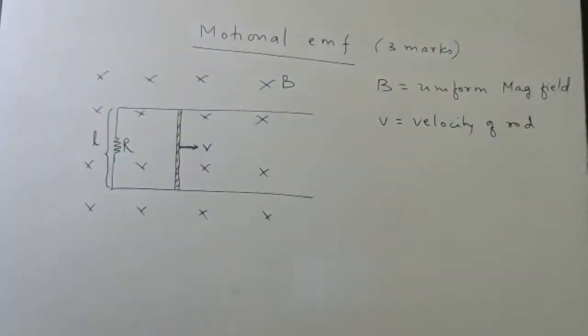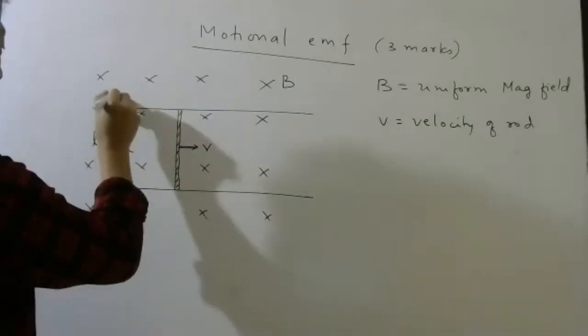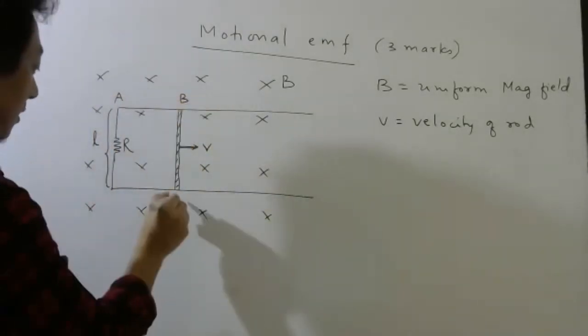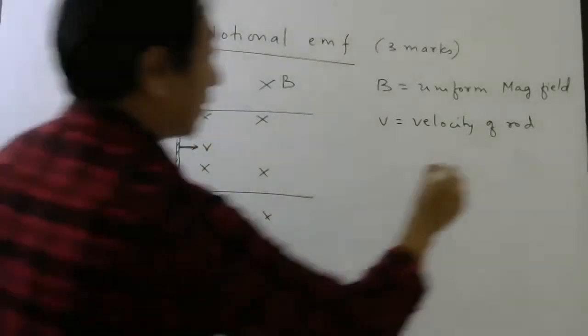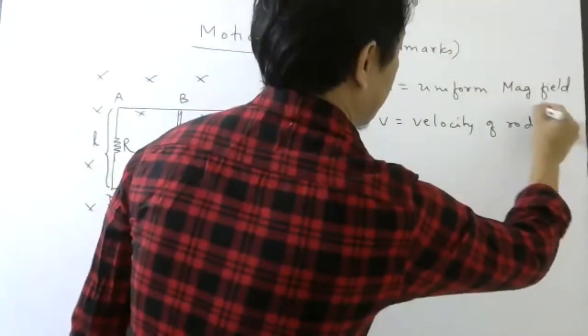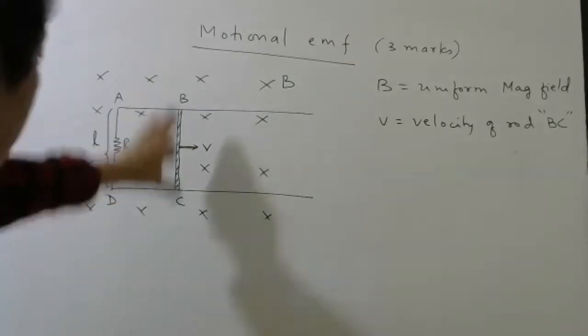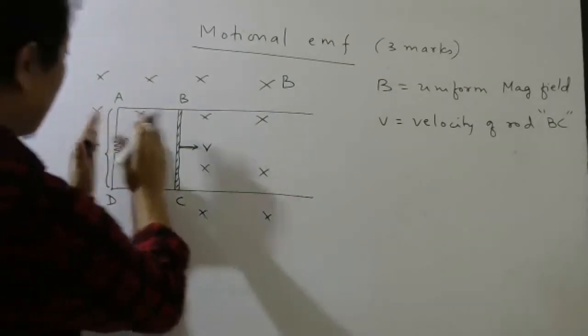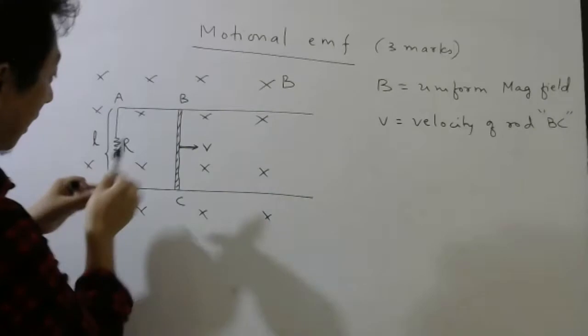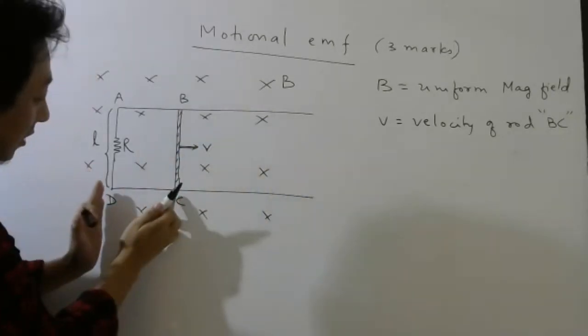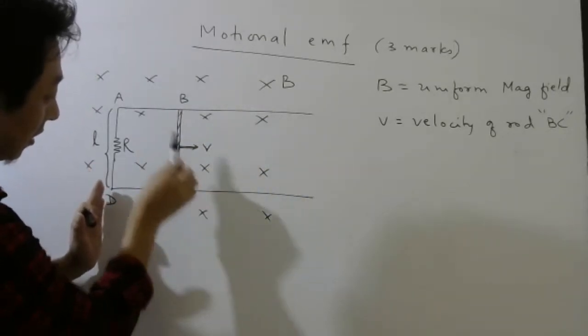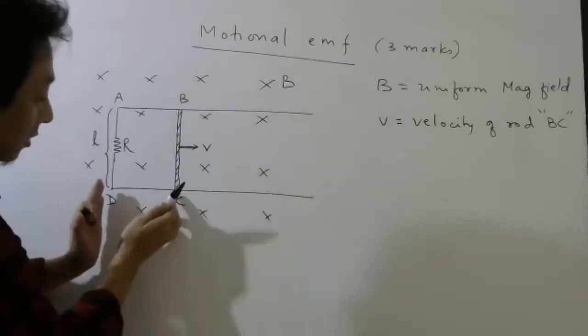Velocity of the rod. Which rod? Let me name these points A, B, C, D. Of the rod BC. V is the velocity of the rod BC. Okay, now let us see what will happen. As the rod moves, this distance will change. Agree or not? As the rod moves, this distance will change.